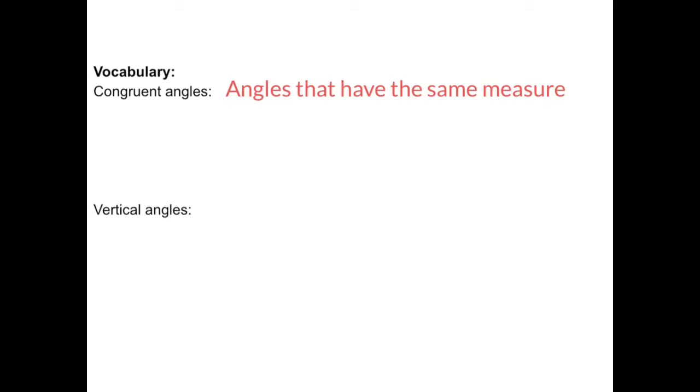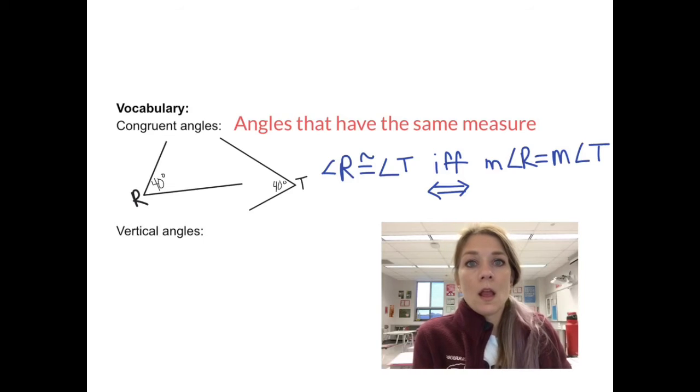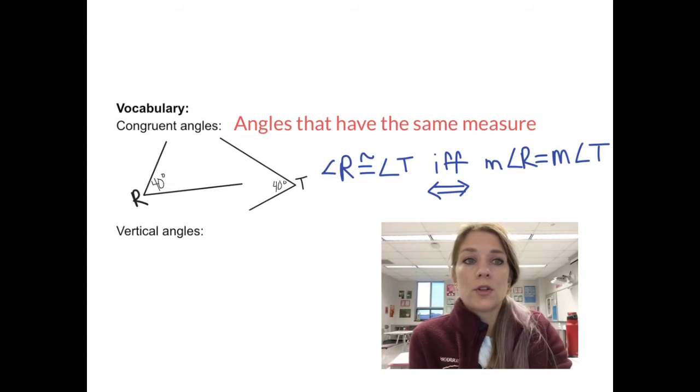Congruent angles are angles that have the same measure, much like congruent measures back from Chapter 2. So some notes here. I have angle R is congruent to angle T. And what's important to realize is that these are things. This angle is congruent to this angle, which means they have the same measure.